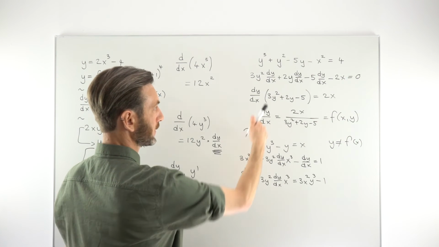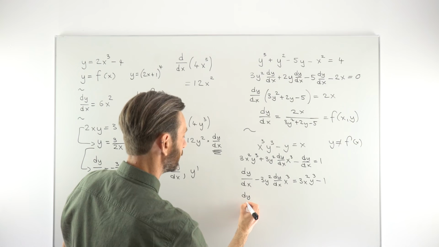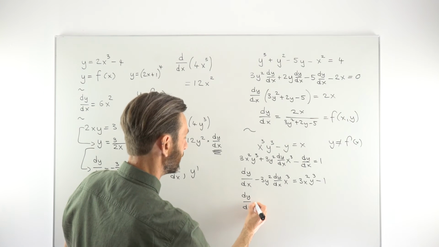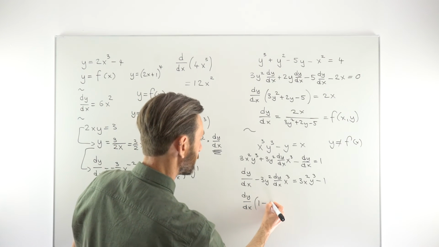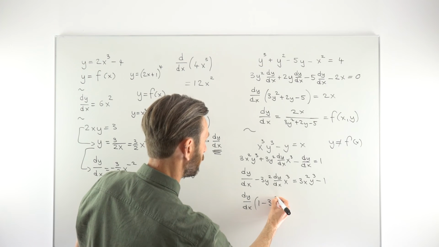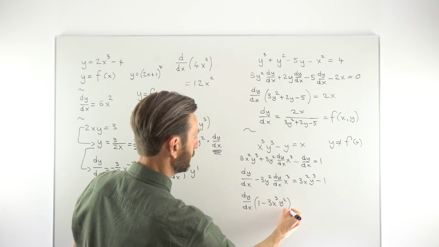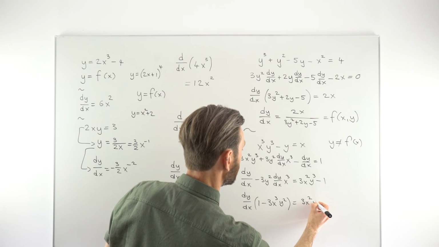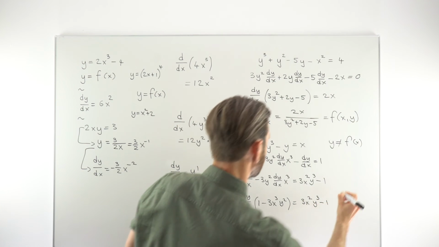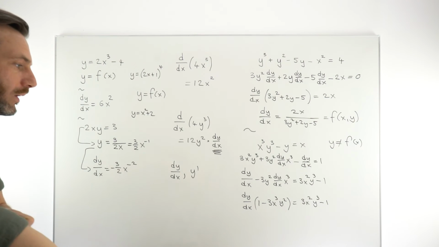But basically just the same thing that we were doing up here, trying to get to the point where we've got a common factor with our dy dx. So it'll be dy dx and then 1 minus 3x cubed y squared. I just reordered those the other way. It doesn't really matter which way you do it. Equals 3x squared y cubed minus 1. So there's a lot of terms going on in this one.